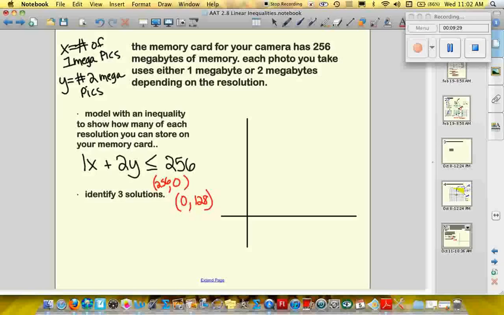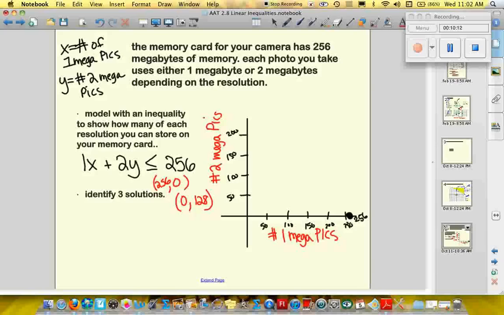And this is number of 2 megabyte pictures. I should probably think about how I want to graph this. I need to get to 256, so maybe 50, 100, 150, 200, 250. And then I know my intercept is 256, maybe I'll write that on here so I remember. And I'll do the same, 50, 100, 150, 200, that's enough there, so I'm going to show 128 here. Might as well show it.